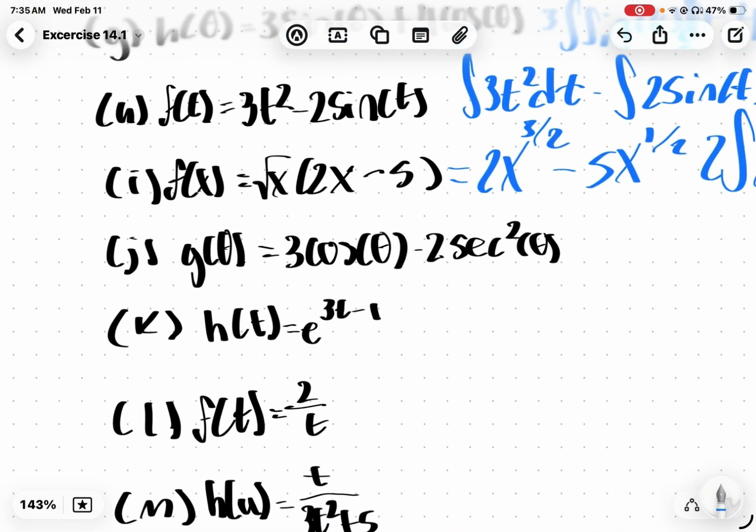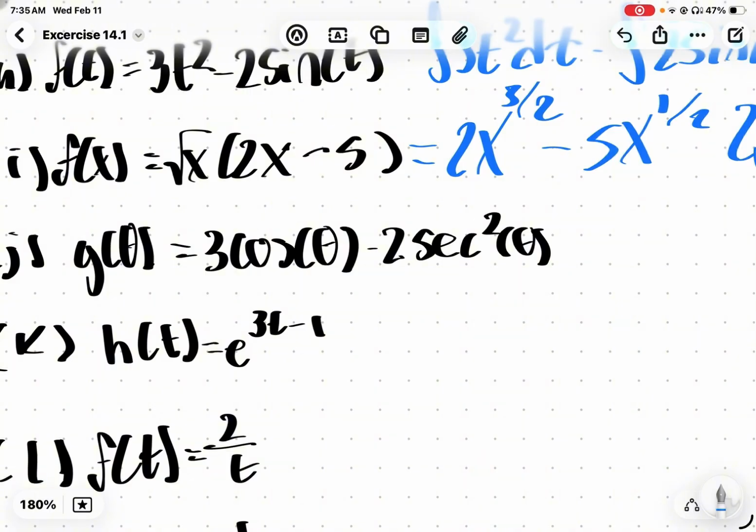Alright, for part J, we have g of theta equals 3 times cosine of theta minus 2 times secant squared of theta.